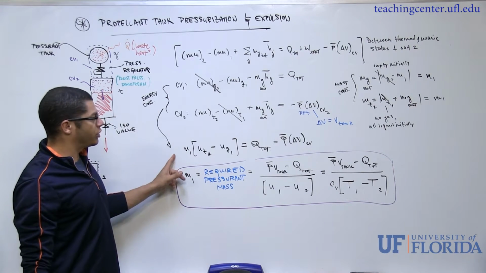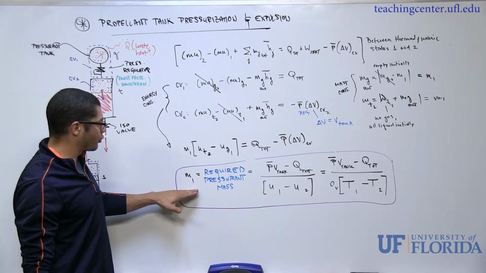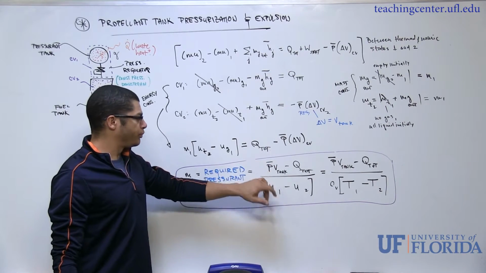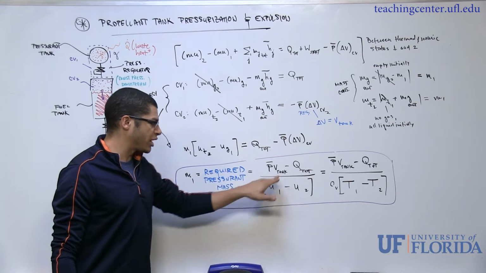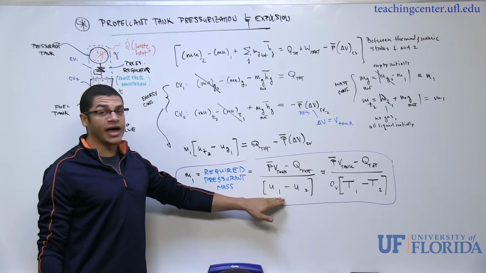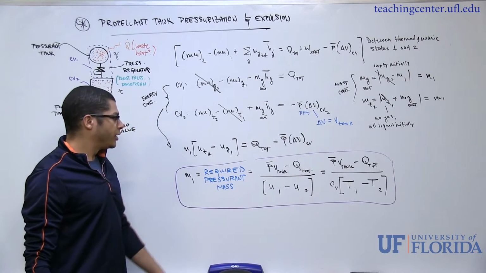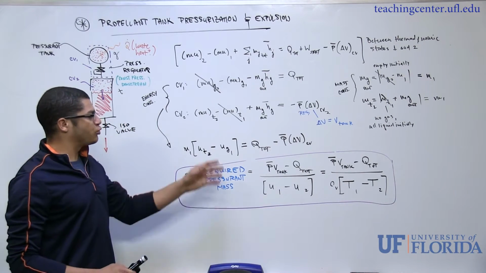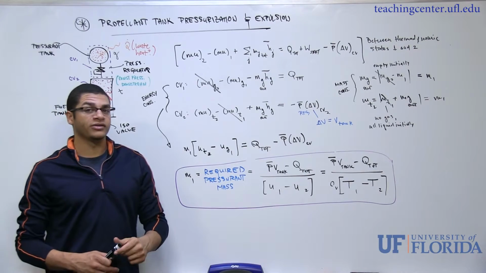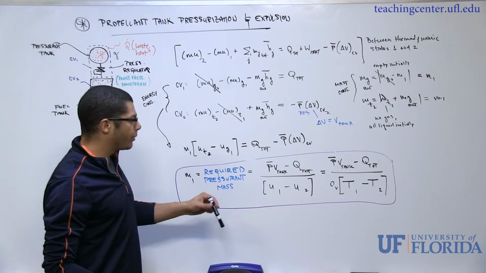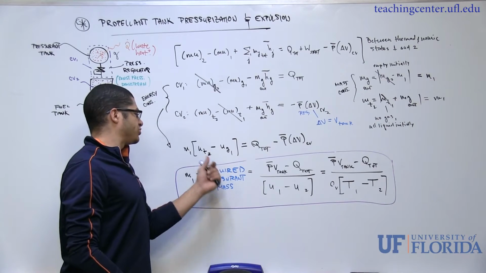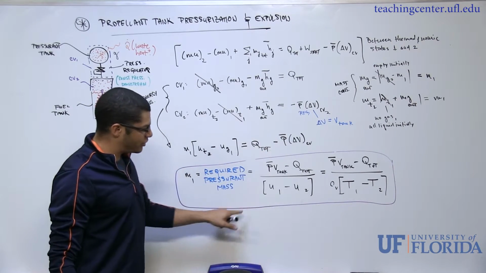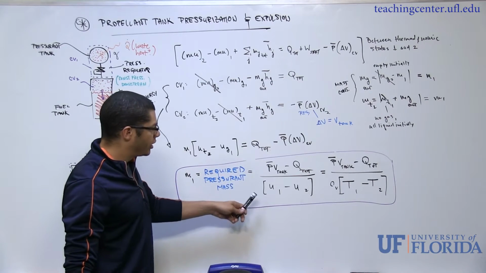So just doing some algebra to manipulate things here, we can solve for M1, which is the required pressurant mass, and we get P bar times V tank minus Q total divided by the internal energy of the gas initially, minus the internal energy of the gas at its final state. And I've just rearranged the signs a little bit to make things a bit more clear. So I just changed the signs here and changed the signs here and divided. But what this signifies here is a positive quantity.